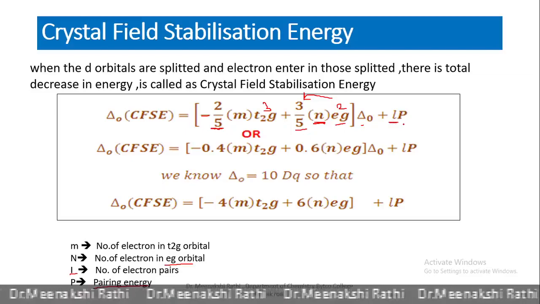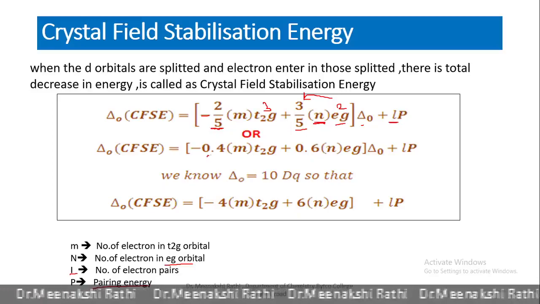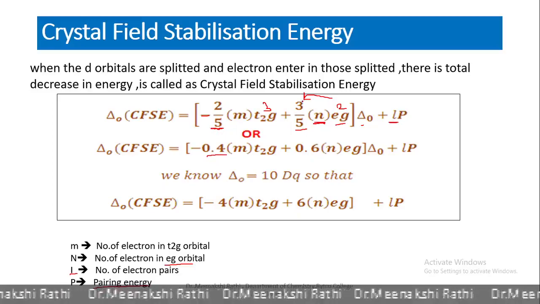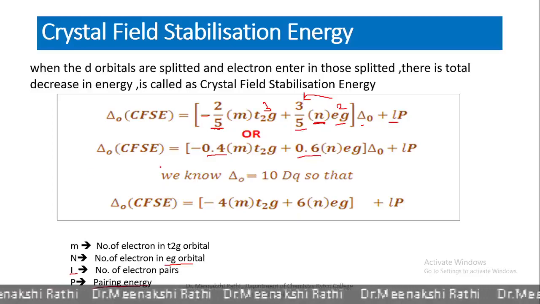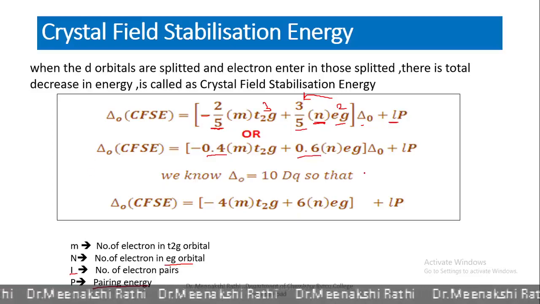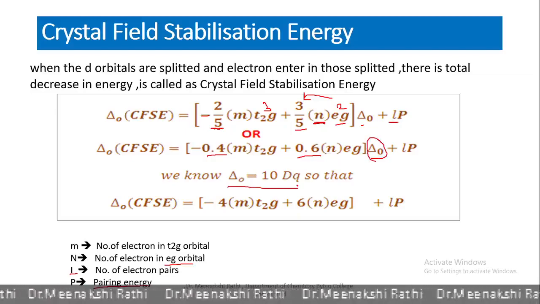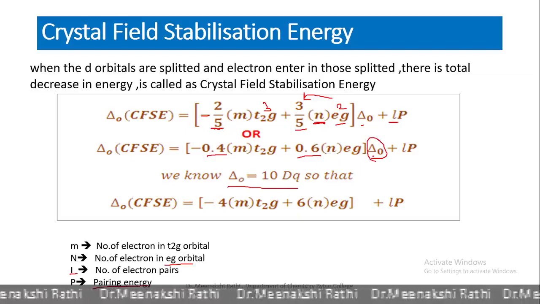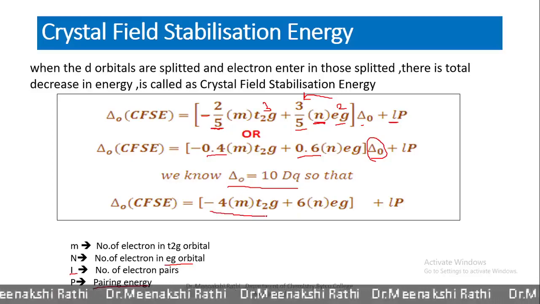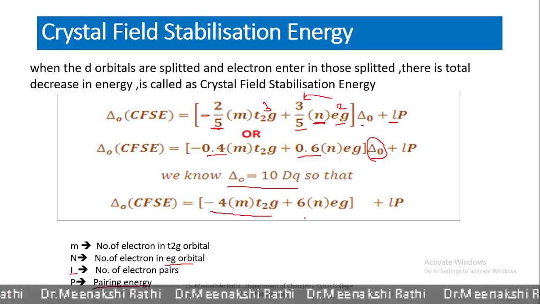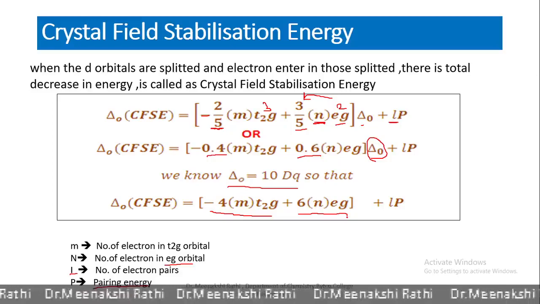Now, in place of minus 2/5, we can take minus 0.4 also, and in place of 3/5, we can take 0.6 also. Here one thing you need to remember: delta O is equal to 10 Dq. So we can multiply this equation by 10, and when 0.4 is multiplied by 10 it becomes 4, and 0.6 multiplied by 10 becomes 6. So it becomes quite easy for the calculation.